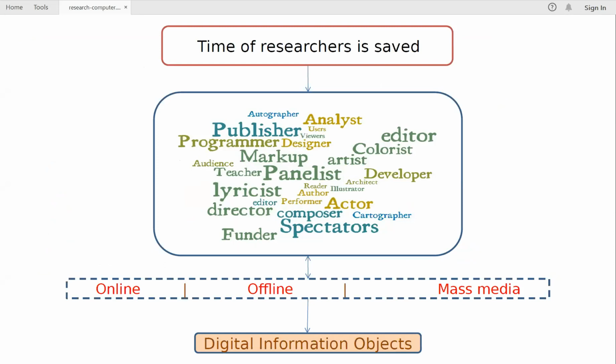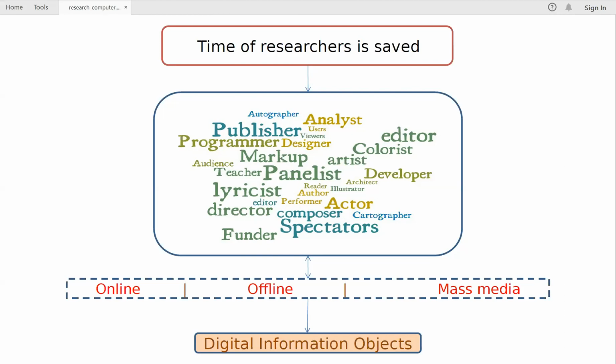So overall, these ICT tools and the digital platform save a lot of our time as a creator, as an author, as a scientist. And today, to create one research work, one information object, we require many actors.